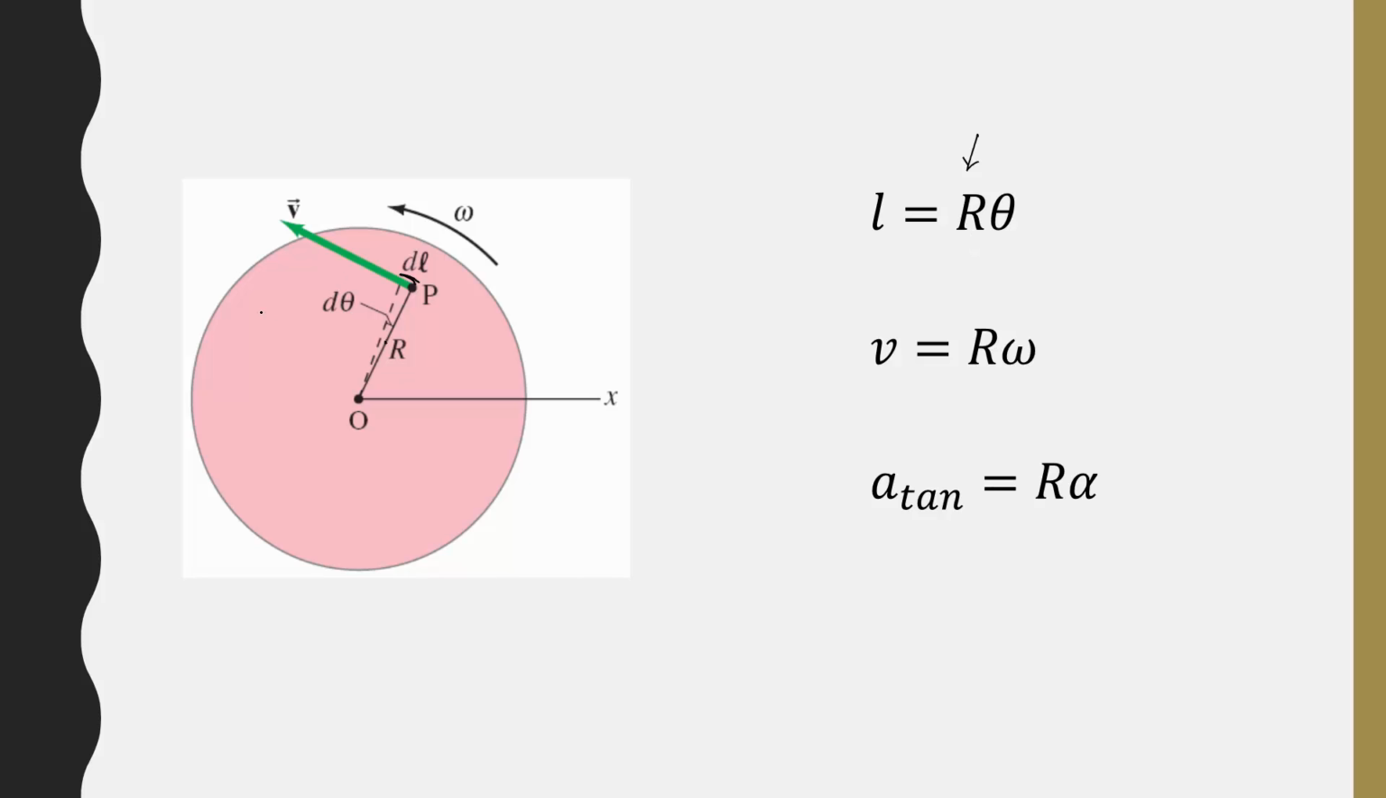Also, as you're going around the circle, you are going to have a tangential velocity. That tangential velocity will be given by r times the angular velocity. You'll also have a tangential acceleration given by r times alpha.